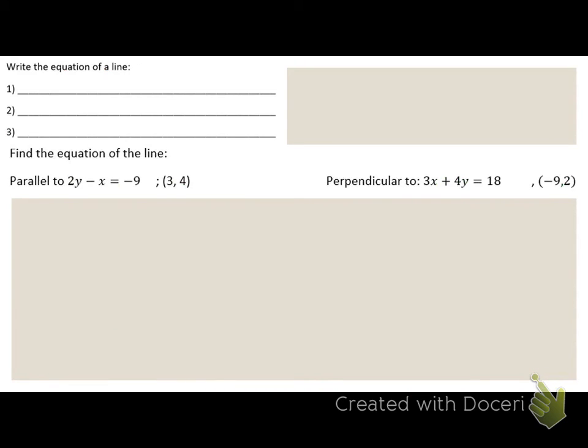The last page. This is it. Go ahead and write in the points. For some reason, they're not written there. 3, 4, and negative 9, 2. You have an abundance of room. I do not. So at one point, I have to erase what we did so that I have room. But when writing an equation of a line, there are 3 steps. The first one is to find the slope.